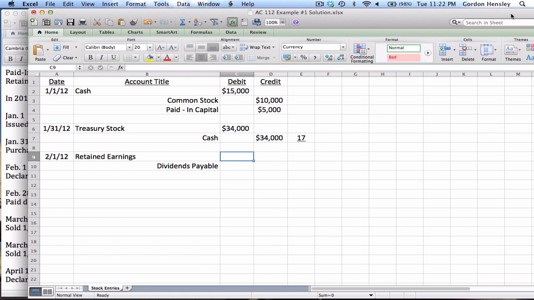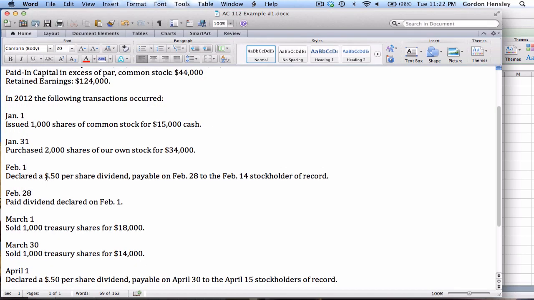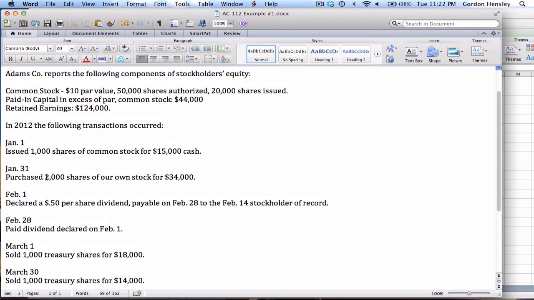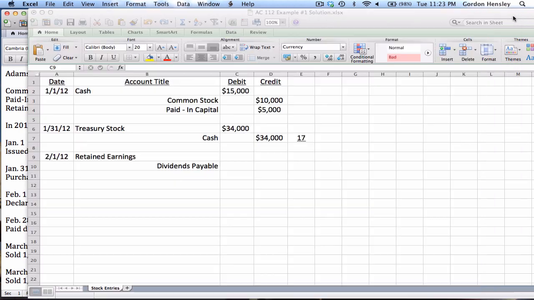The other thing I have to figure out is the amount for the journal entry. Now it said they're declaring a 50-cent per share dividend. But the question is, how many shares are actually out there in existence? Well, if I go all the way up here to the very top, at the very beginning of the problem, it said they had 50,000 shares authorized, but actually only 20,000 have been issued. But then I issued an additional 1,000, which raised it to 21. But then I bought back 2,000. So really right now there's only 19,000 shares.